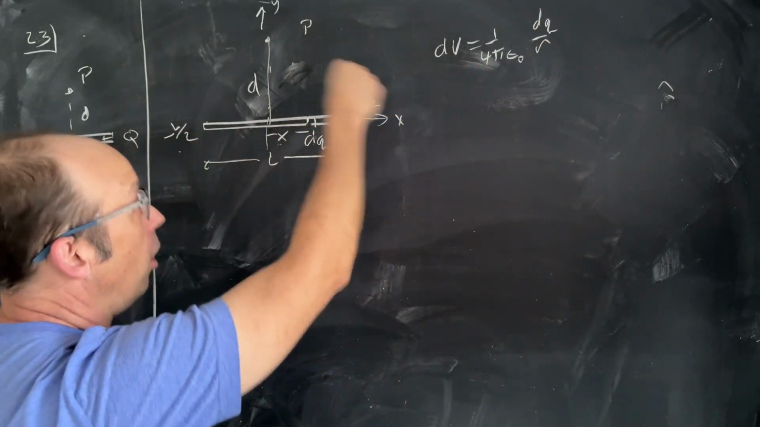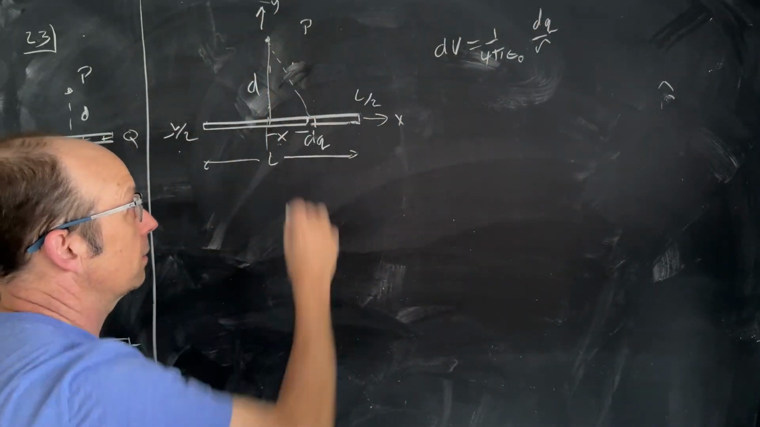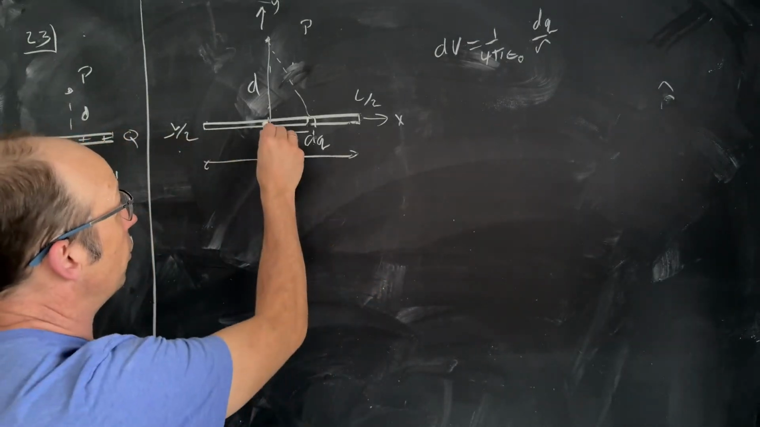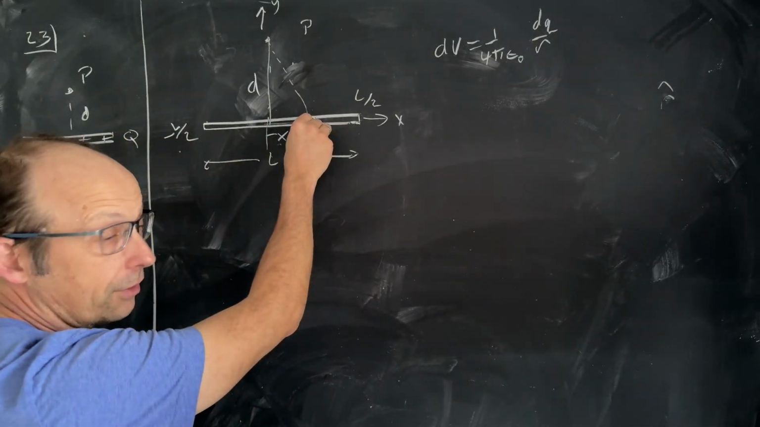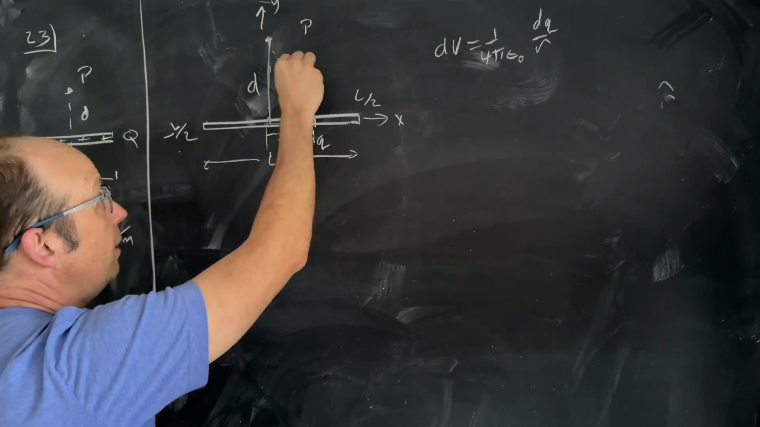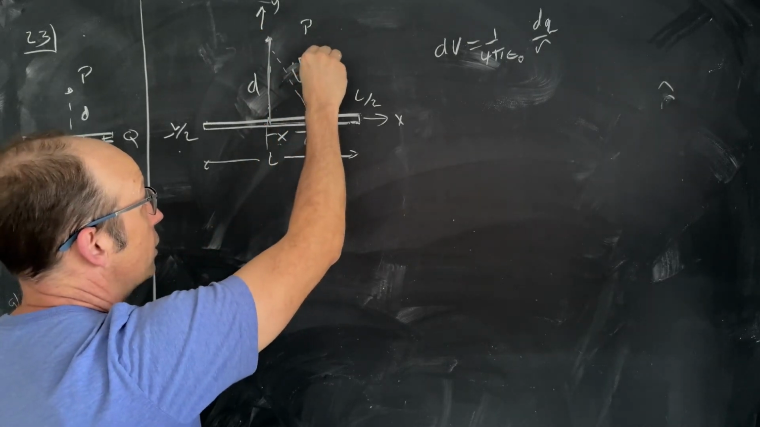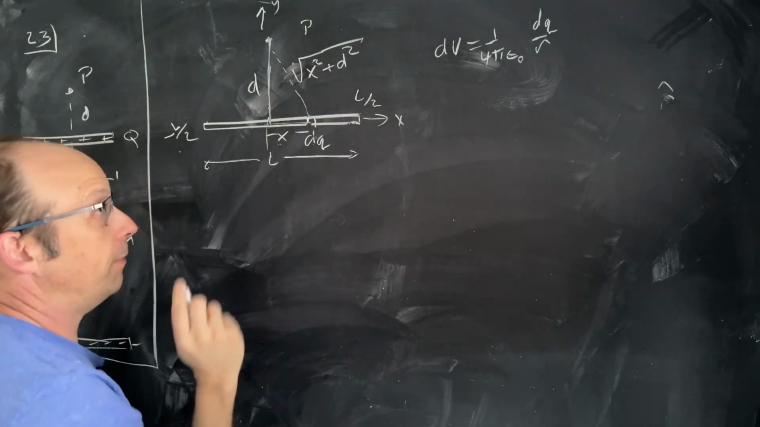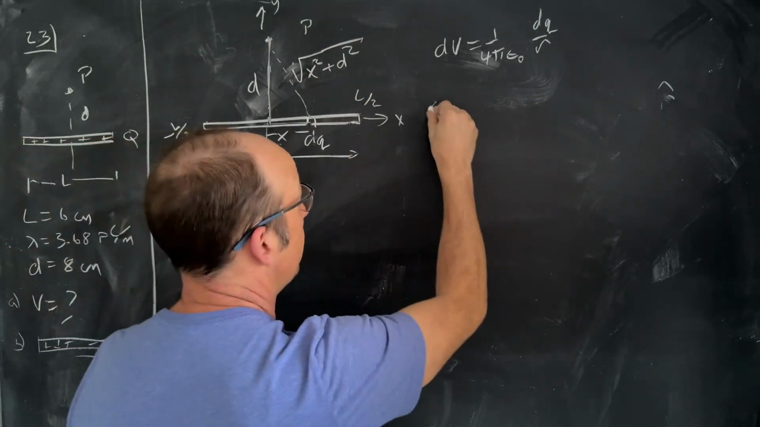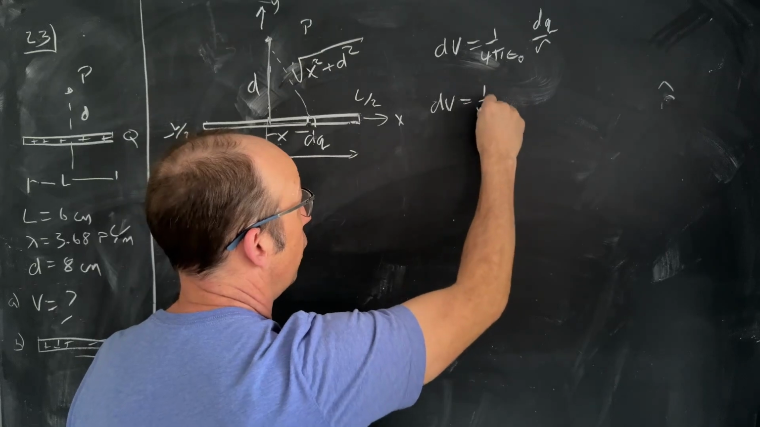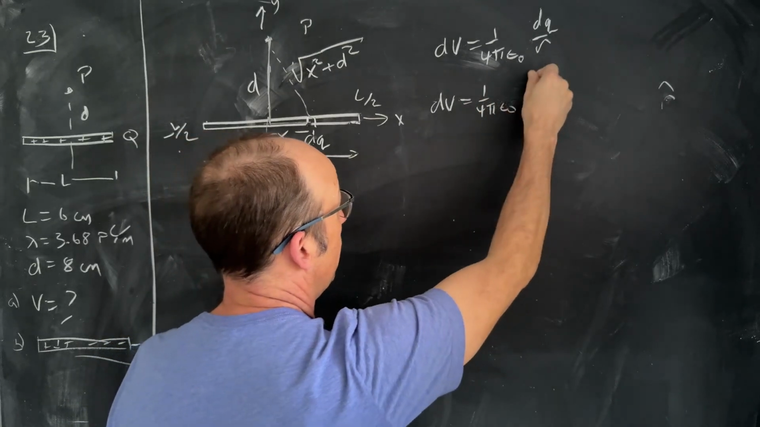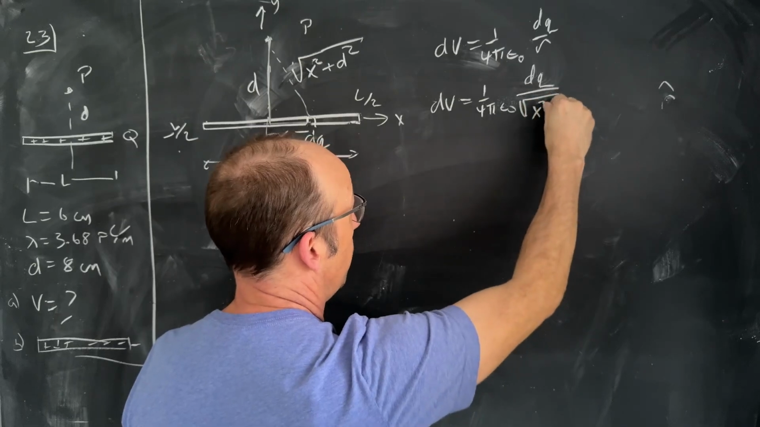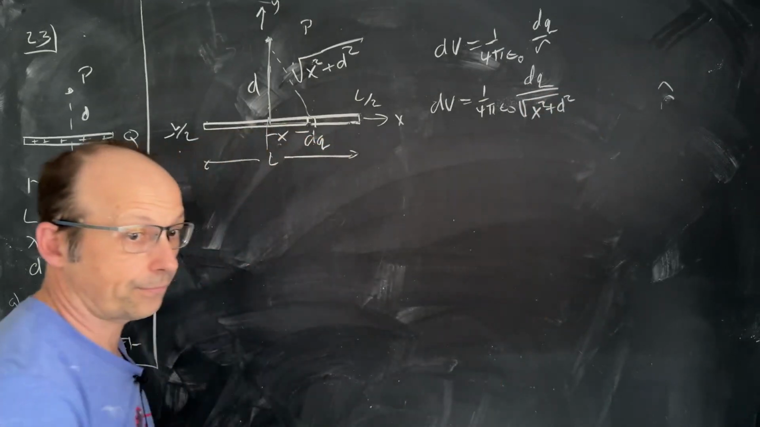So I need my r, which is this distance. Well, lo and behold, look what I have right there. I have me a right triangle. So I have this length is x, this length is d. So this side's going to be the square root of x squared plus d squared, and that's my r. So now I have dV is 1 over 4 pi epsilon naught dq over the square root of x squared plus d squared.